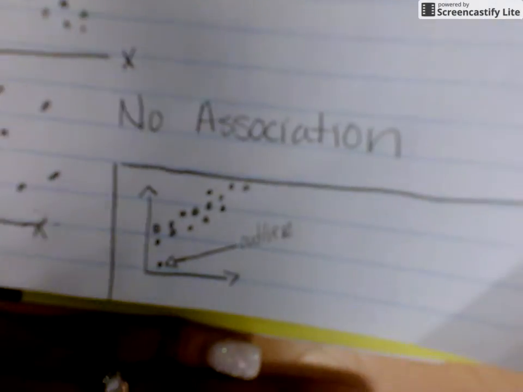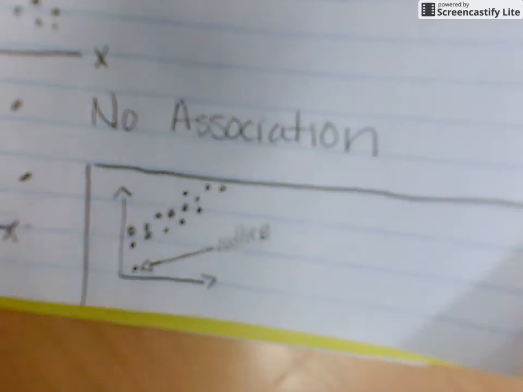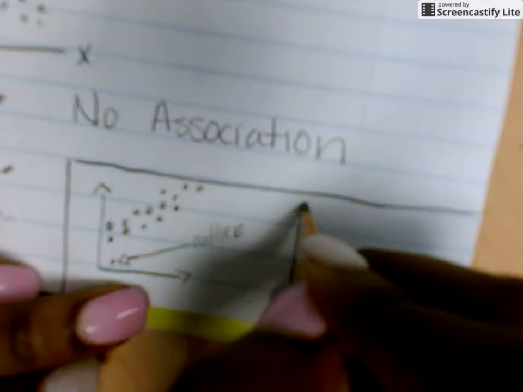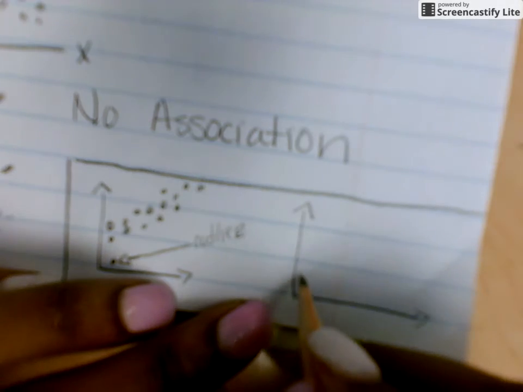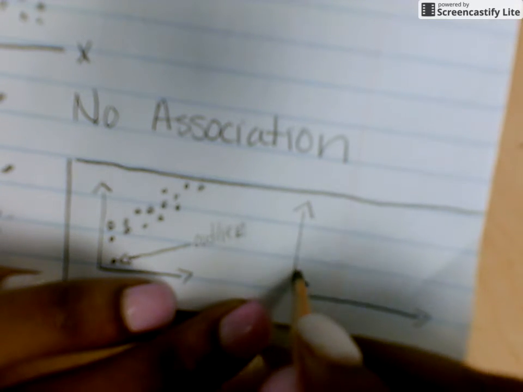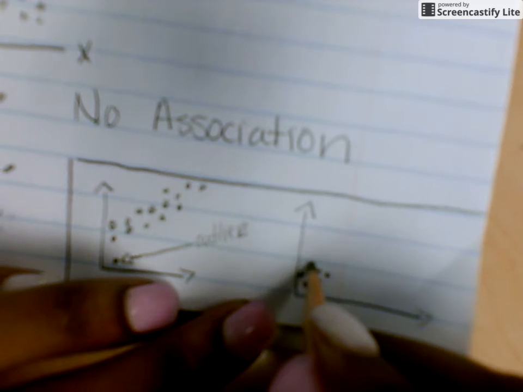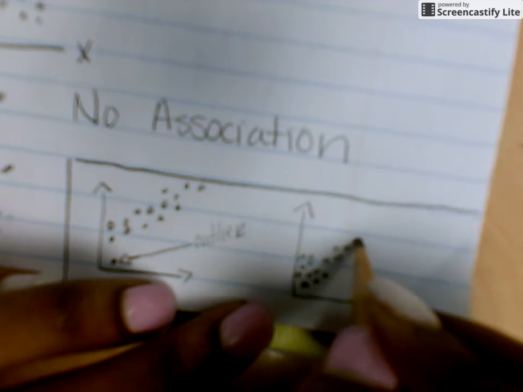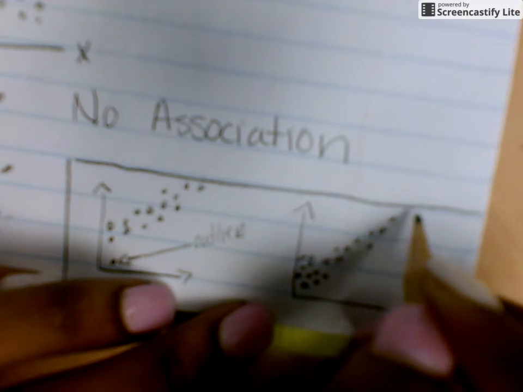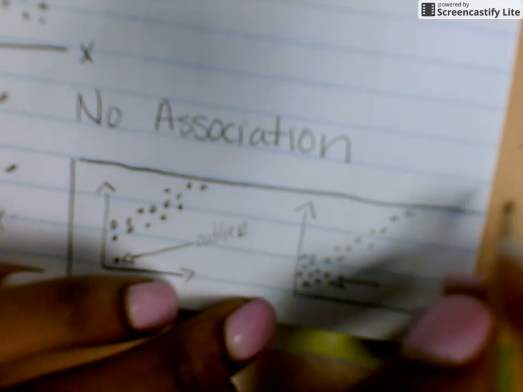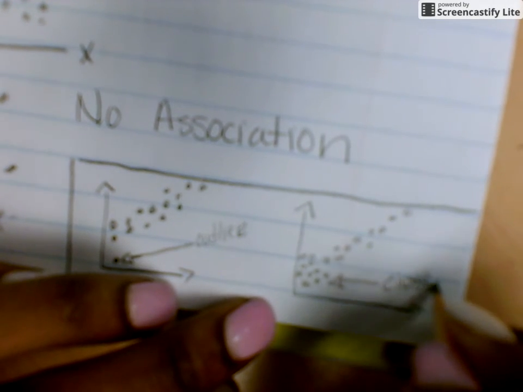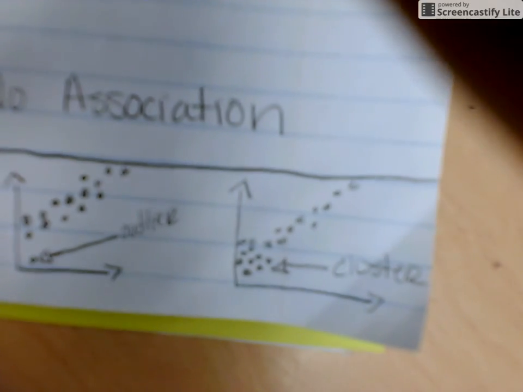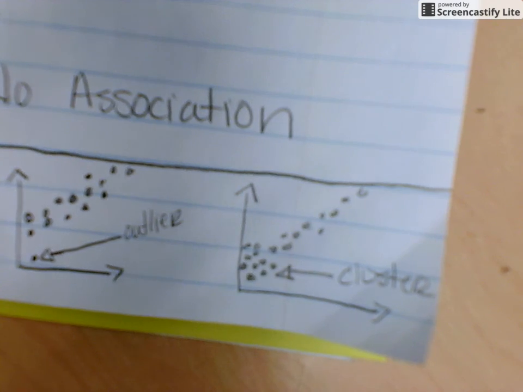Let me zoom in for you. That's called an outlier because it's there. Next small little graph. This right here is called a cluster because they're all clustered together. All right, guys, that's it for notes.